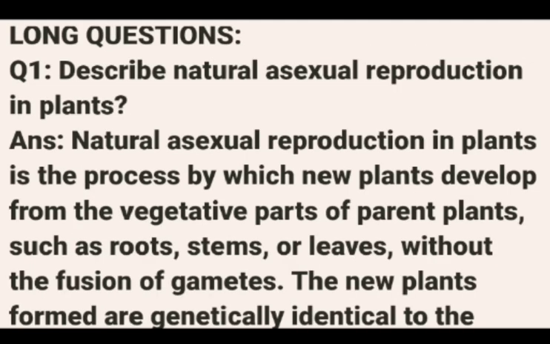Now, the long questions. Question number 1. Describe natural asexual reproduction in plants. So the answer is: natural asexual reproduction in plants is the process by which new plants develop from the vegetative parts of the parent plant, such as roots, stem, or leaves, without the fusion of gametes. The new plants formed are genetically identical to the parent.